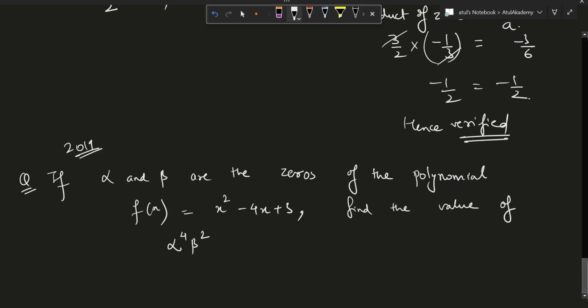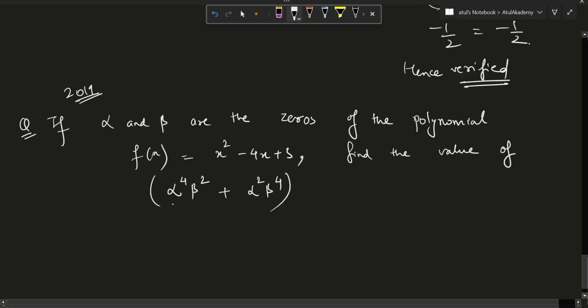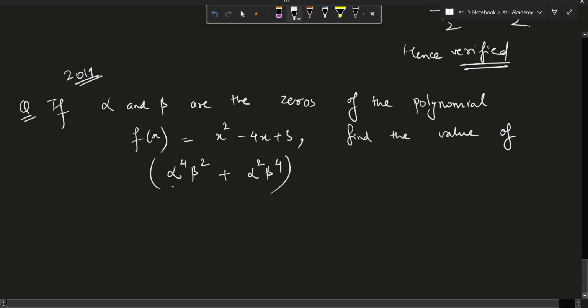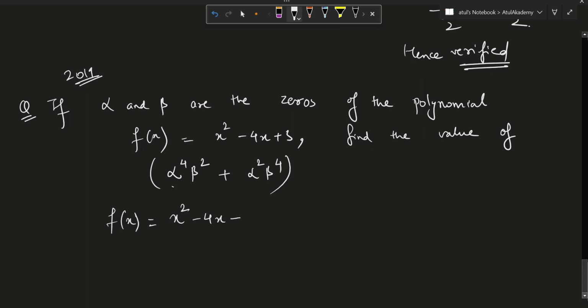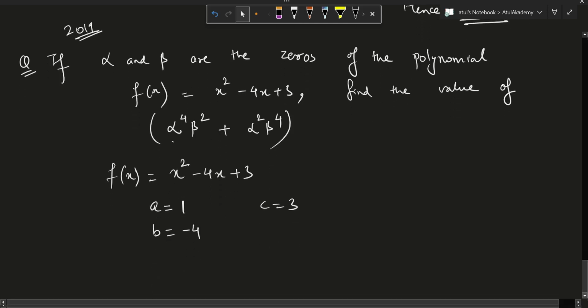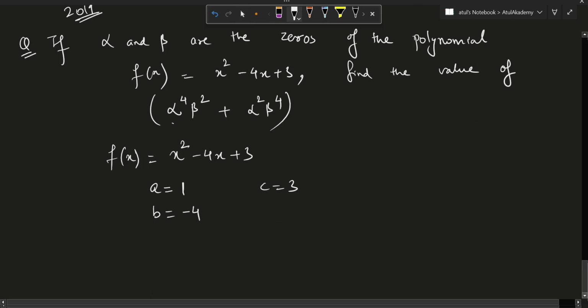alpha 4 beta square plus alpha square beta 4. So how are we going to find this? Alpha and beta are given as the zeros of the polynomial. I need to just find this. Now from this, if you see what is given to you, let's first take f(x), which is x square minus 4x plus 3. What is the coefficient of x square? 1. So a is 1, b is minus 4, and c is 3 over here. Now from here, another thing, we have to find out this thing.